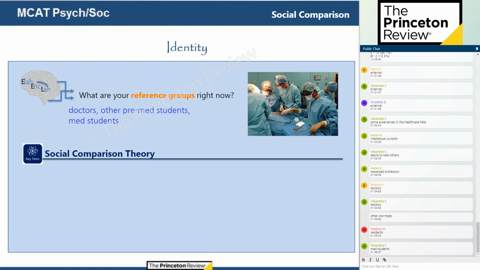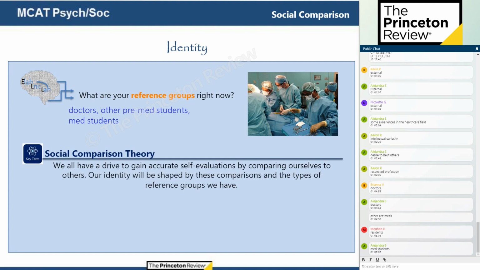Well, we have a theory base called social comparison theory that says we use reference groups. We compare ourselves to others in order to get an accurate self-assessment. And so how we identify ourselves is informed and shaped by the comparisons we make and the type of reference groups that we have and that we use.